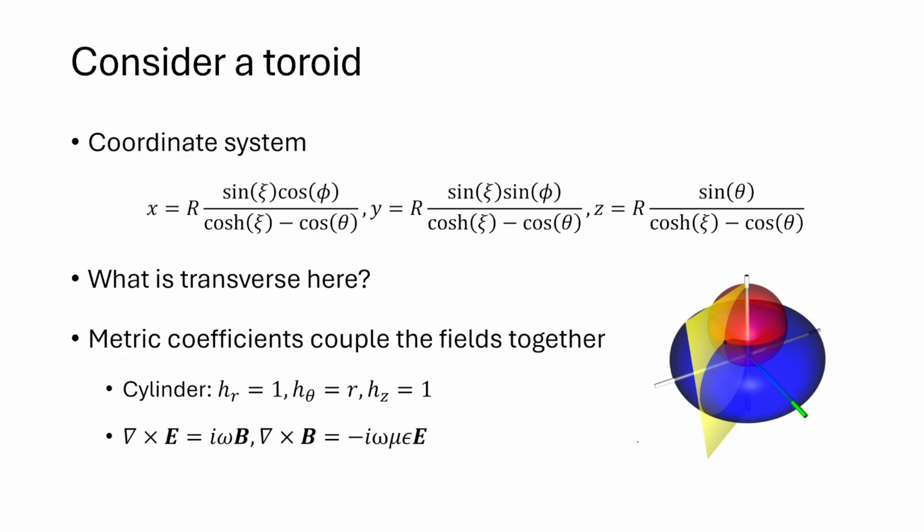Moving on. So let's consider a toroid, since I want to look at modes in a toroidal cavity, as opposed to just a cylindrical one. So this is now our coordinate system, compared to the other one. Here, it's a little more complicated, as you'll notice. It's got both trig and hyperbolic trig.